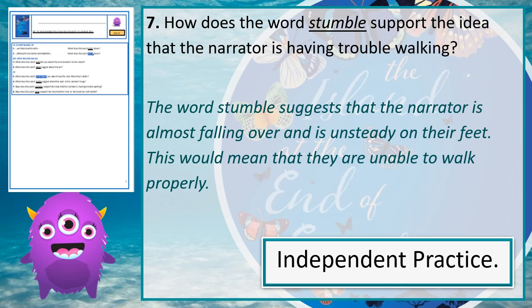How does the word stumble support the idea that the narrator is having trouble walking? So we're thinking about the first stumble means they're nearly falling over, and then linking that to the walking. So the word stumble suggests that the narrator is almost falling over and is unsteady on their feet. This would mean that they are unable to walk properly. So they're having trouble walking because they can't walk properly. Again, you know the score, purple pen it to make any corrections if you need to.